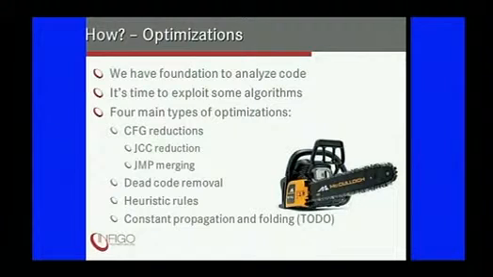Now the fun part, optimizations. After you reconstruct your function in memory and calculate all the taint information for each instruction, you can use the traditional optimization algorithms to remove much of the obfuscated code. There are four main types of optimizations. First is control flow reduction.